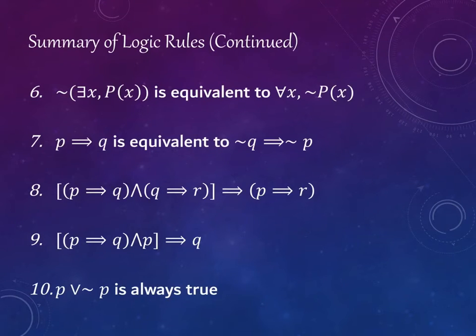Number 7 was the one that we looked at right before our summary of logic rules or properties. And it was that the implication, P implies Q, is equivalent to the contrapositive. The negation of Q implies the negation of P.